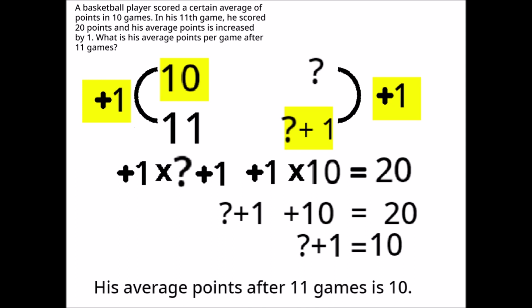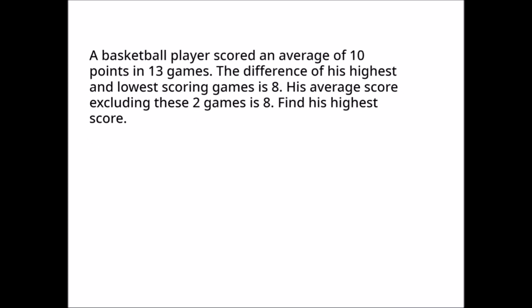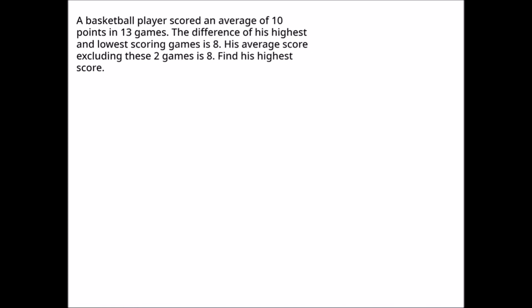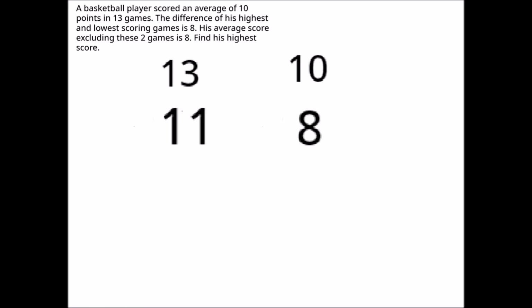Let's try another past exam question. A basketball player scored an average of 10 points in 13 games. The difference of his highest and lowest scoring games is 8. His average score excluding these two games is 8. Find his highest score. Applying the method, we write 13 on top left and 10 on top right. Excluding his highest and lowest scoring games, his scoring average is 8. We write 11 on bottom left and 8 on bottom right.